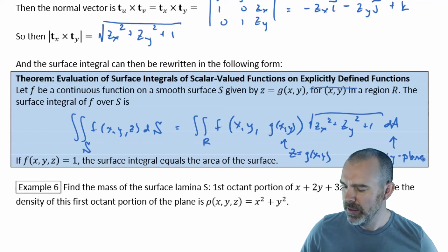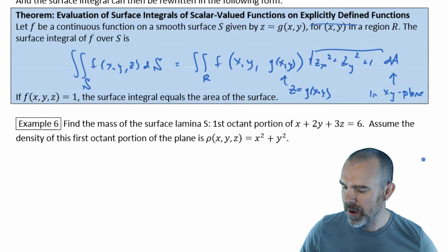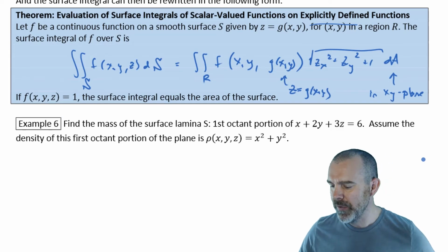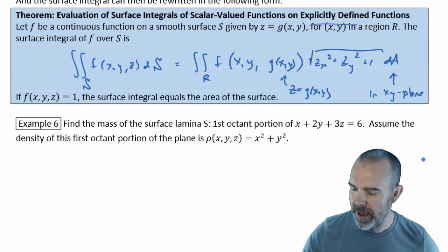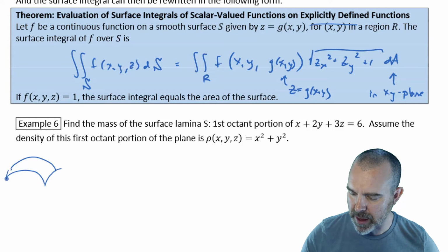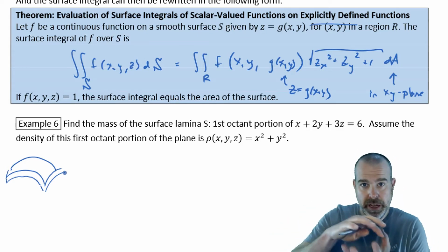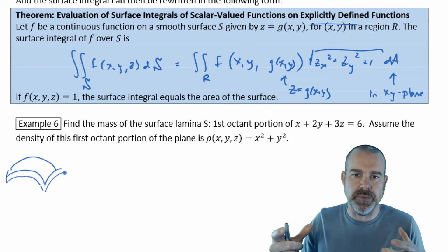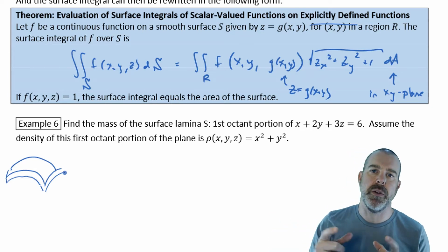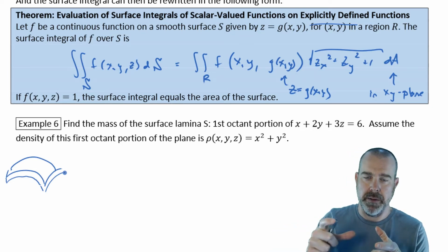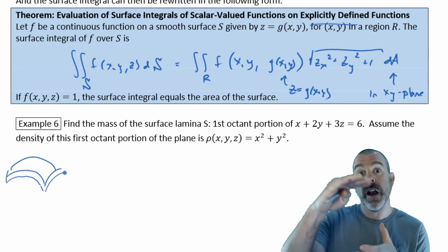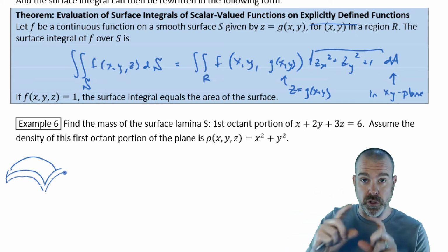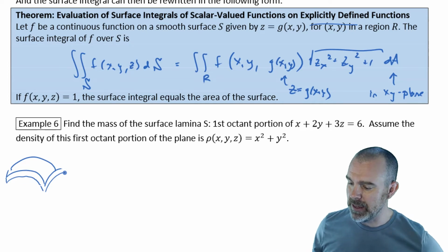All right, so let's look at an example here. I want to find the mass of the surface lamina. What that means is you have some surface, and it has some kind of thickness to it. So it's like a plate. In Calc 2 you sometimes do these, depending if your instructor did those or not, but you have this plate that's in the xy plane. Well, now ours can be a surface. It's a three-dimensional surface, and we can find its mass.